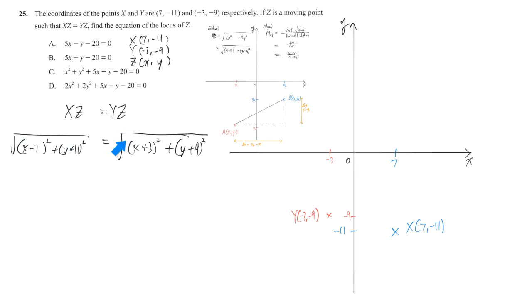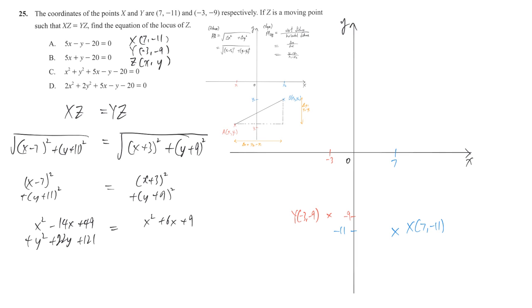Because the square root covers both the left-hand side and right-hand side completely, we may just ignore it and focus on what is inside. We have (x minus 7) squared plus (y plus 11) squared. I just separate them into different rows. And then we use the identity to expand it. x squared minus 14x plus 49 plus y squared plus 22y plus 121. Also x squared plus 6x plus 9 plus y squared plus 18y plus 81.